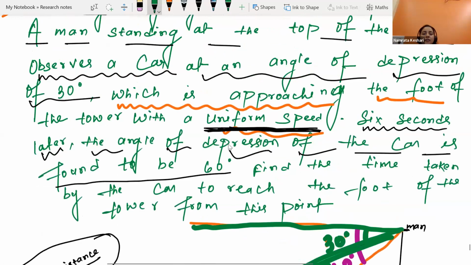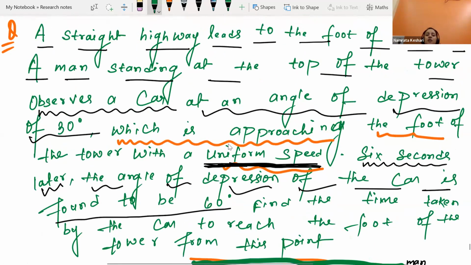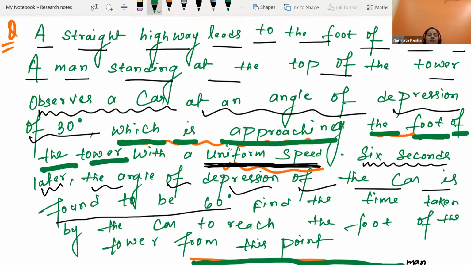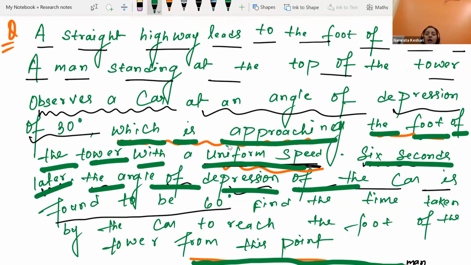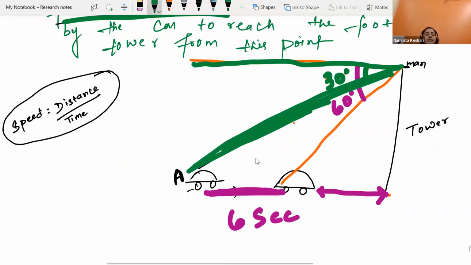Then the car is approaching the foot of the tower with uniform speed. That means the speed is not changing. 6 seconds later, the angle of depression of the car is found to be 60 degrees. So we have drawn accordingly.